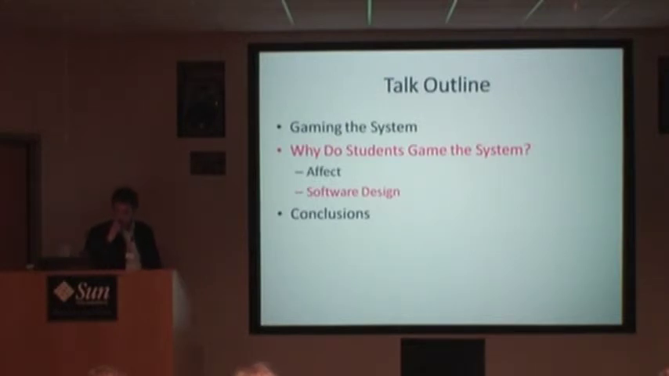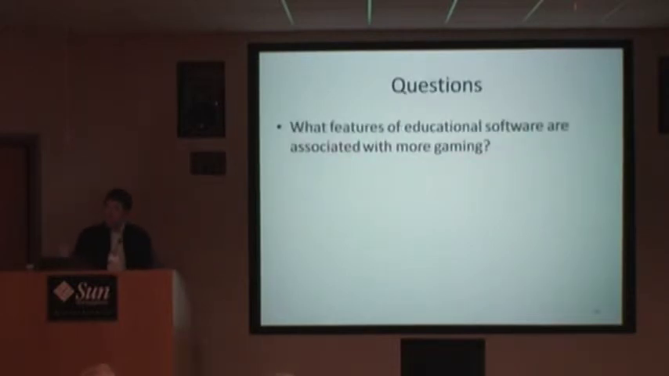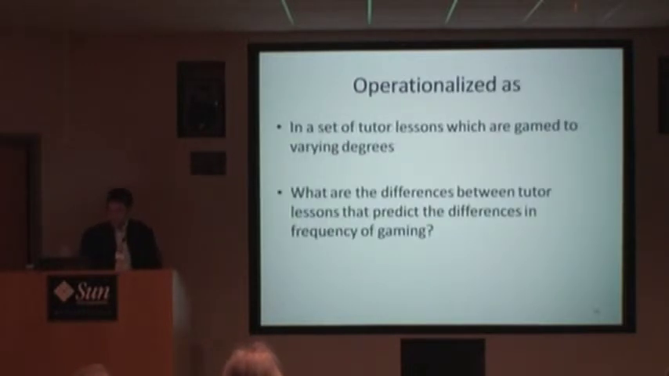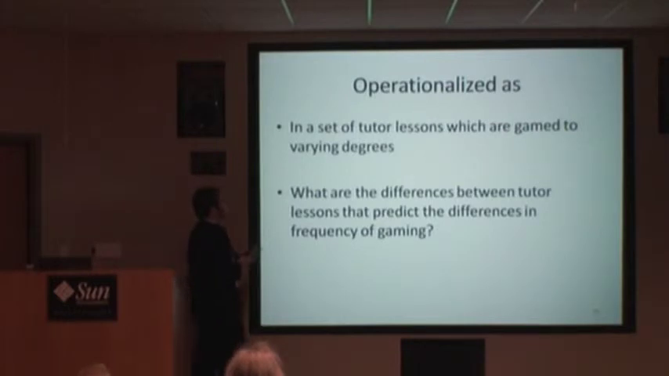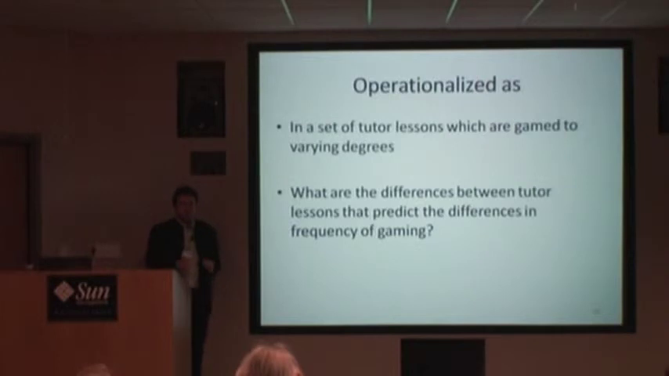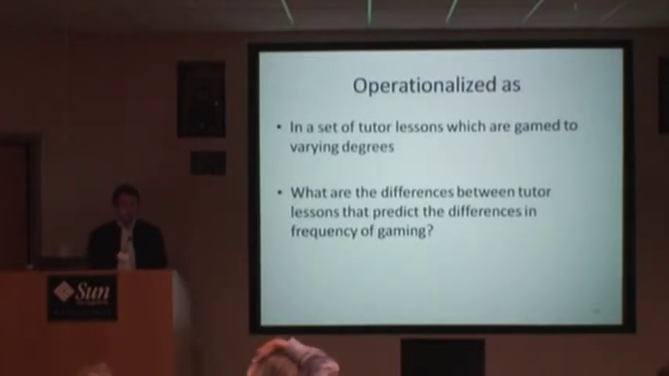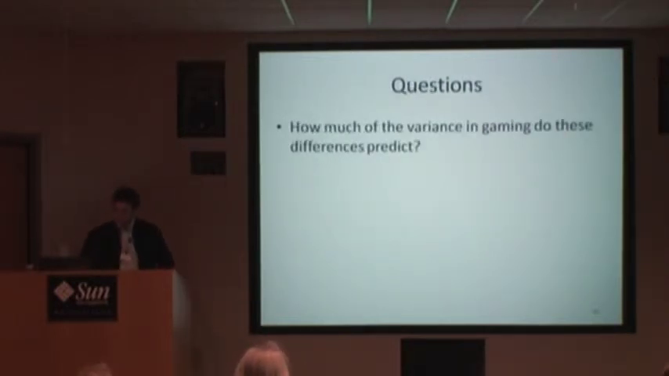Thank you. So now I'm going to talk about our third study, which wasn't really a classic study, it was more of a data mining study, on ways that software design impacts the choice to game the system. So the question is, what features of educational software are associated with more gaming? In other words, if it's present, students game more, and what are those features? It's operationalized as in a set of tutor lessons which are gamed to varying degrees. What are the differences between tutor lessons that predict the differences in the frequency of gaming? Or in other words, how much of the variance in gaming does each difference predict?